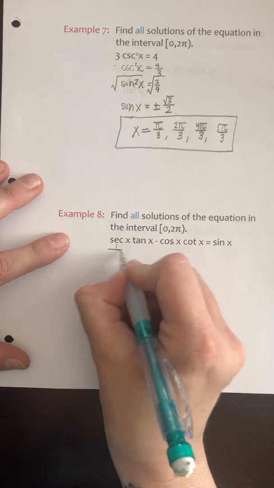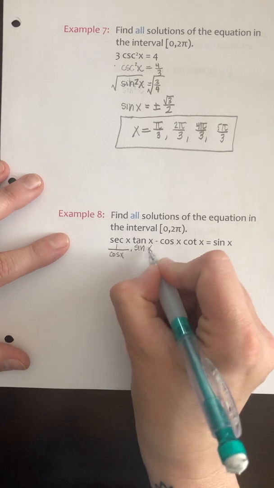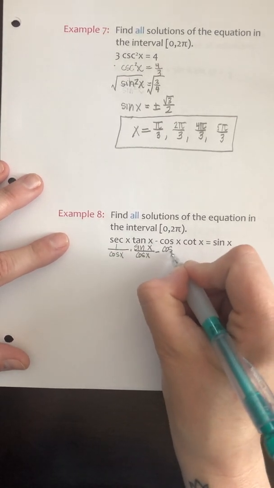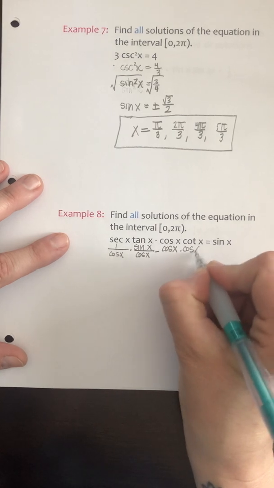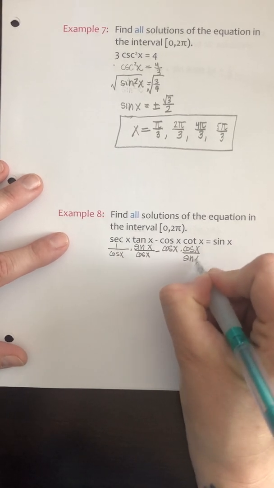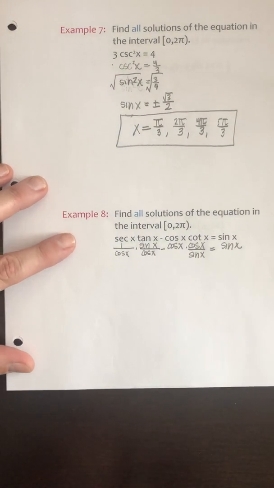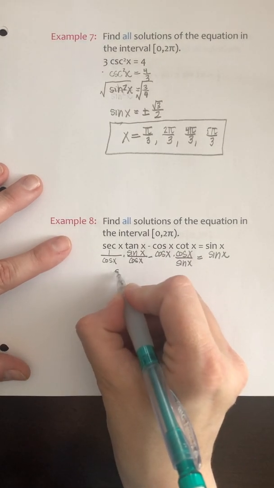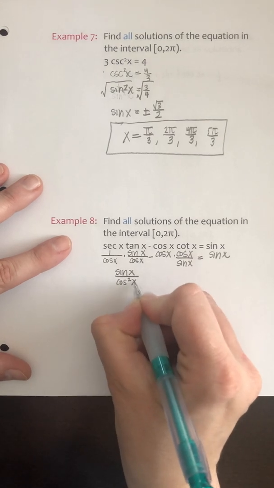So I'm going to change this to 1 over cosine x times sine x over cosine x minus cosine x times cotangent, which is the reciprocal of tangent. So this is going to be cosine x minus sine x, and then it's equal to sine x. So far I've just changed everything to sines and cosines. So let's see what we have. The first fraction, we have sine x over cosine squared x.